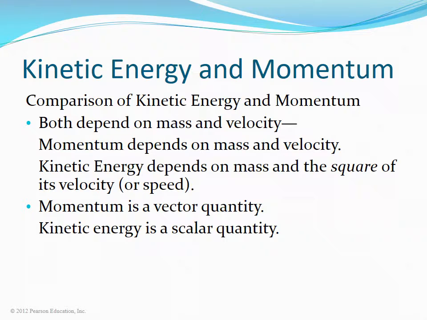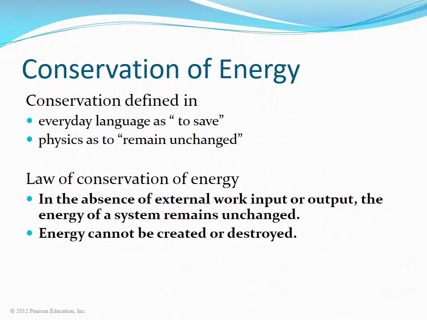If we compare kinetic energy and momentum, we note that both depend upon mass and velocity. Momentum depends upon mass and velocity, while kinetic energy depends upon mass and the square of the velocity, or the speed. Momentum is a vector quantity, but kinetic energy is a scalar quantity.